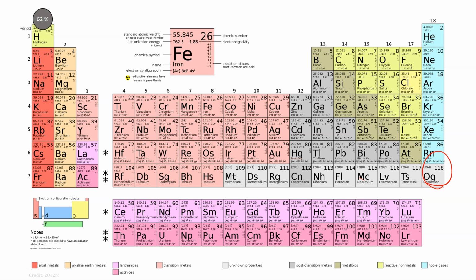62% of all the atoms in your body are hydrogen. 23% of all of your atoms in your body are oxygen. So hydrogen and oxygen make up the majority of your body. And that makes sense because a lot of what you are is water, and water is hydrogen and oxygen.